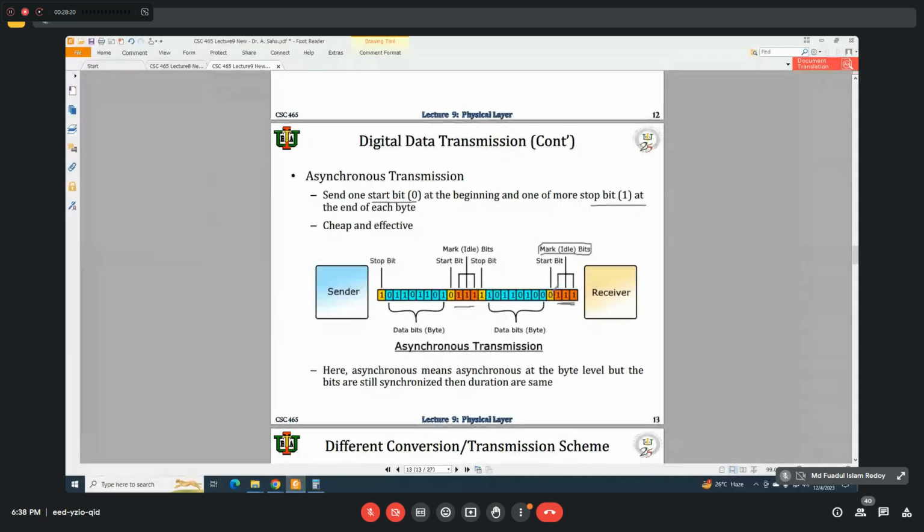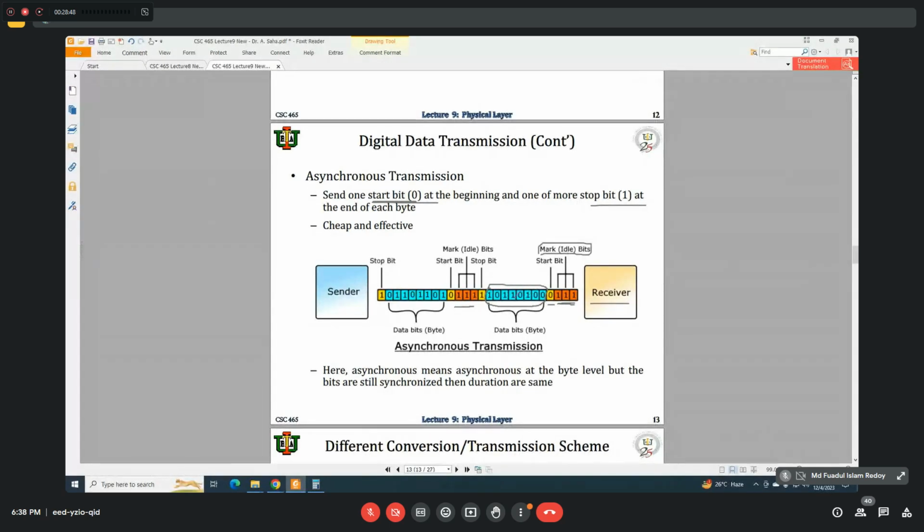It is using a start bit, 0. If, after the pause, the receiver sees a 0, he will understand that this is a start bit. So now he is going to count 0 to 7: 0 1 2 3 4 5 6 7. These are the original data byte, the original data bits.